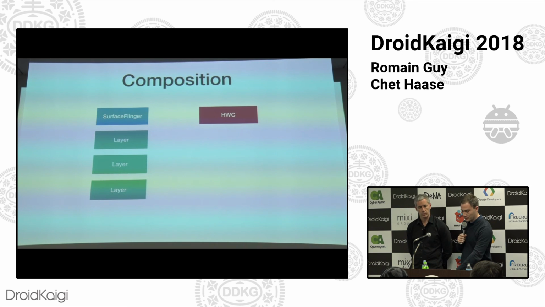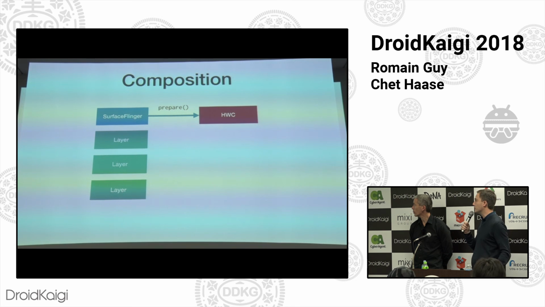So I'm using the old version. Surface Flinger tells the Hardware Composer to prepare. That's the name of the function. And when we call prepare, we're basically telling Hardware Composer to look at the list of layers we have and to tell us which ones can be handled by the hardware.